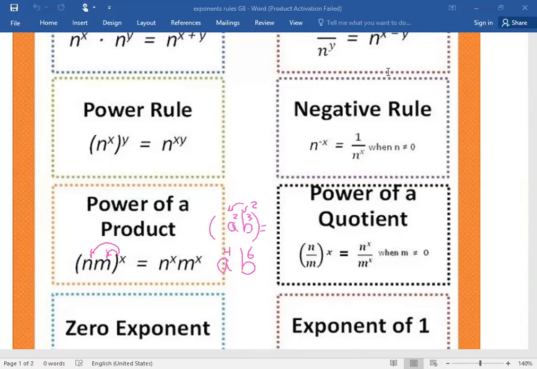What else we have in exponents rules? We have power of a quotient. Power of a quotient because we have n over m, like n divided by m. And the power here is what? The power is x. So we will distribute again above the numerator and the denominator. So the answer, it will be n to the power of x over m to the power of x. Let me give you a question.